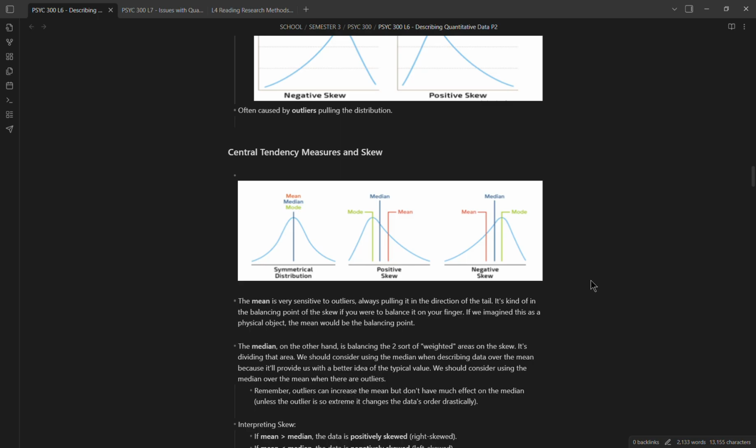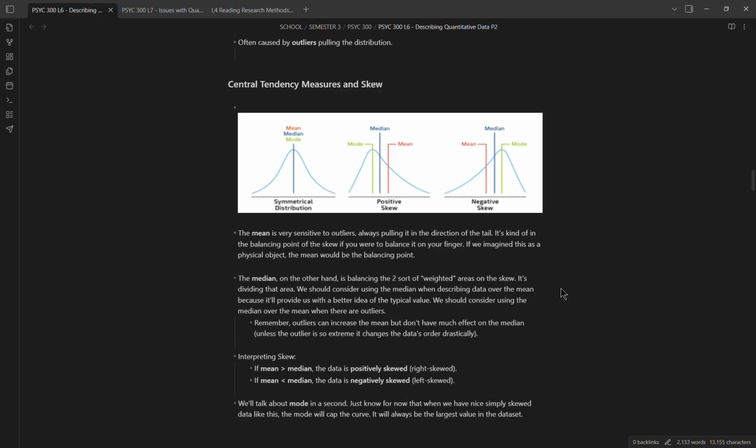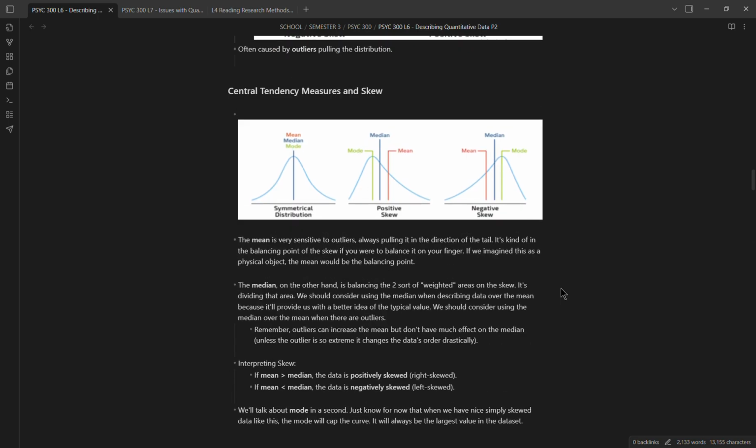It's dividing that area. We should consider using the median when describing data over the mean in this case, because it'll provide us with a better idea of the typical value, right? We already knew this. We should consider using the median over the mean when there are outliers. Median over mean because it can give us a typical value. Median over mean usually because there are outliers, assuming we want to paint a more proper picture of the data. Outliers can increase the mean but don't have much effect on the median. That's kind of why.